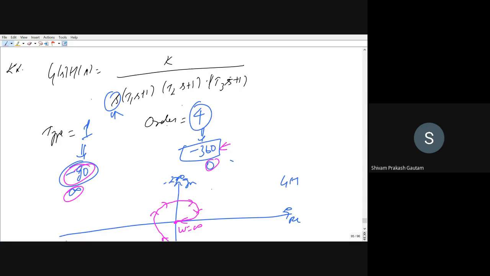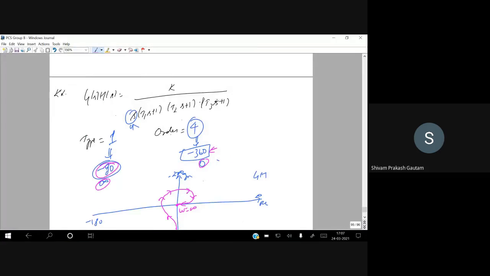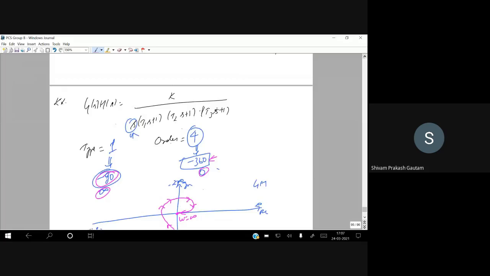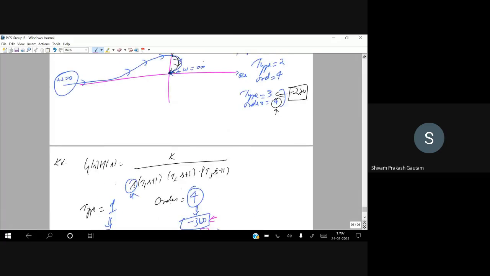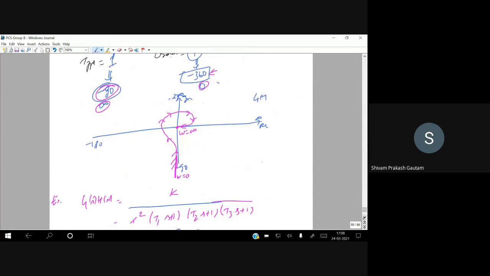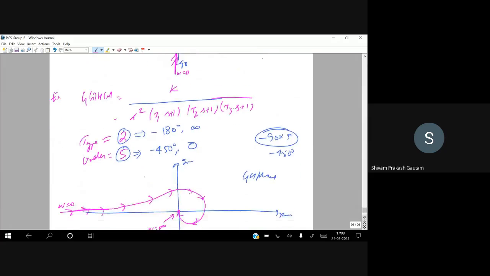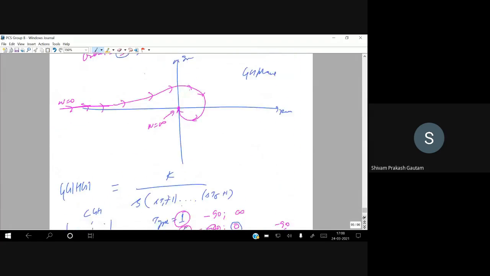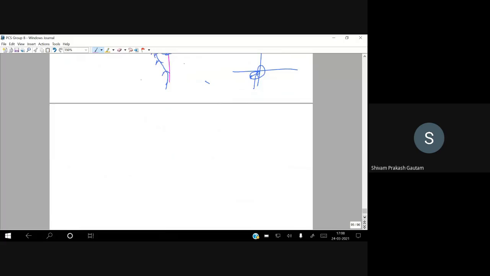So in the last class, we were seeing the polar plot, and we have seen a few generalized examples. What will be the polar plot if the order is increased or if the type is increased, and we have seen all those things. So in today's lecture, we will continue our discussion on the polar plot, and we will see a few more examples. The examples which I will be taking I have already provided in the notes, so you can have a look into the notes as well.